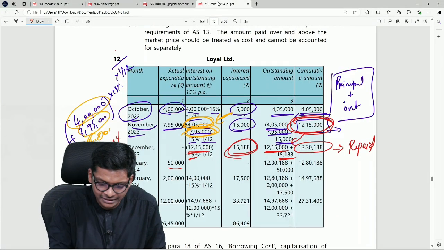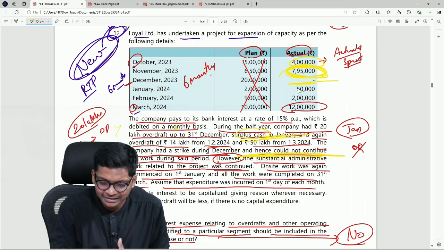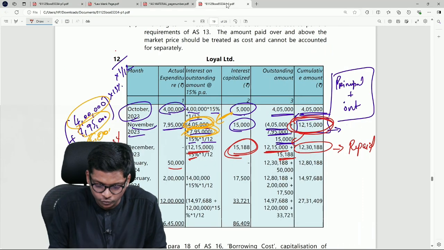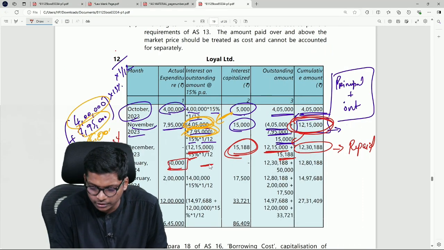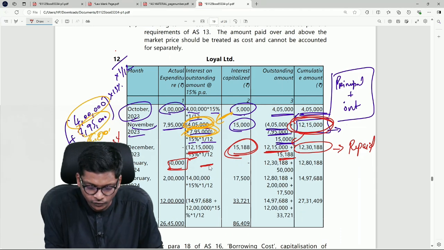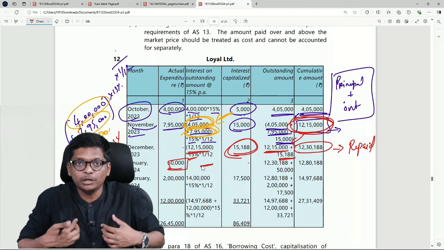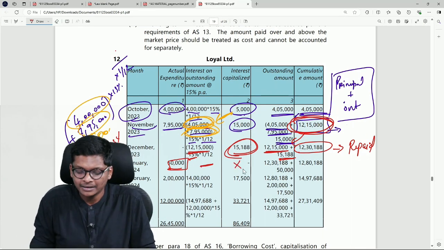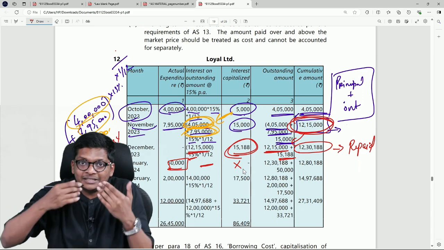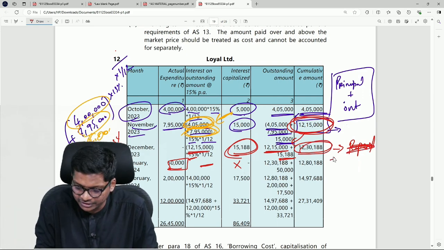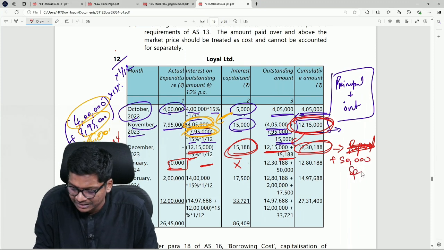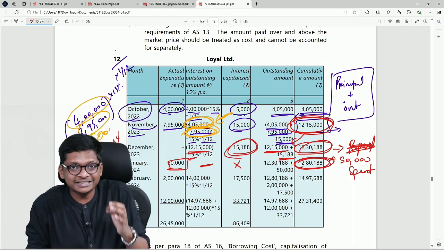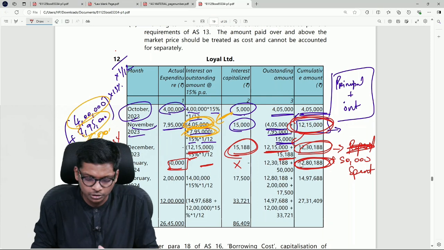So here if you see, in the month of January, they told again you started spending 50,000, but for this 50,000, guys, there is absolutely no interest, because you have not taken any overdraft, you have surplus cash, therefore interest is 0. But how much have I spent for this project? 12,30,000 plus 50,000 is spent. So you get 12,80,188, which is spent so far.